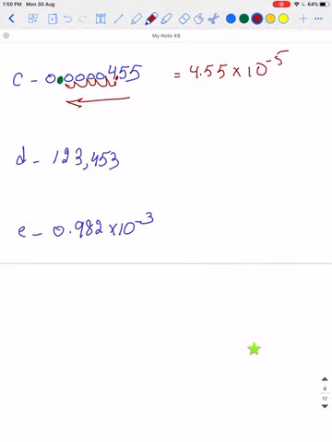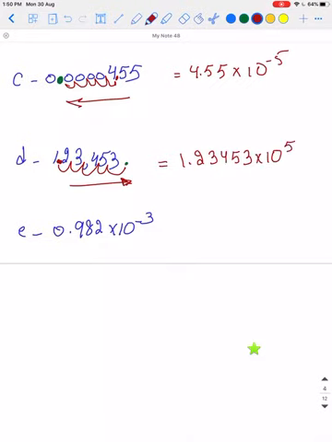Again, this is 123,453. So I wanted a number between 1 and 10 multiplied by a power of 10. So the original point lies at the end of the number. I want to put the point here such that it's a number between 1 and 10. Let us see the displacements from the original: 1, 2, 3, 4, 5 to the right. So the power will be positive, times 10 to the power of 5.